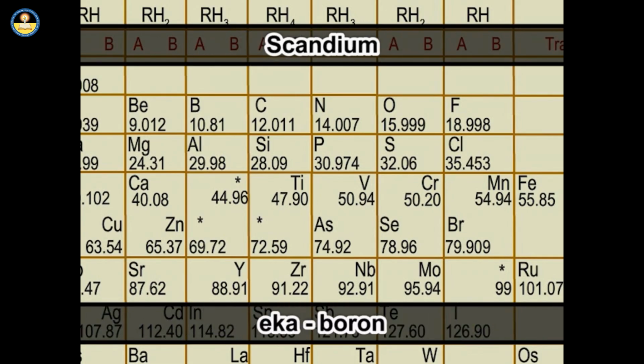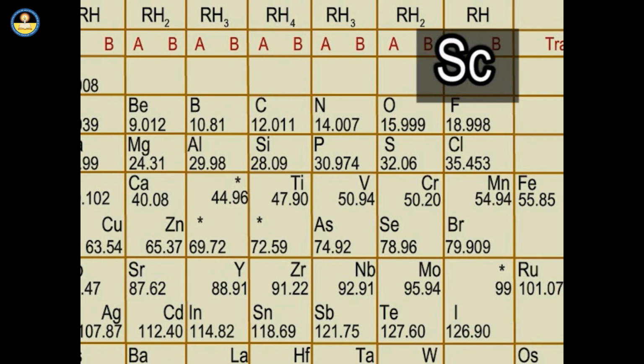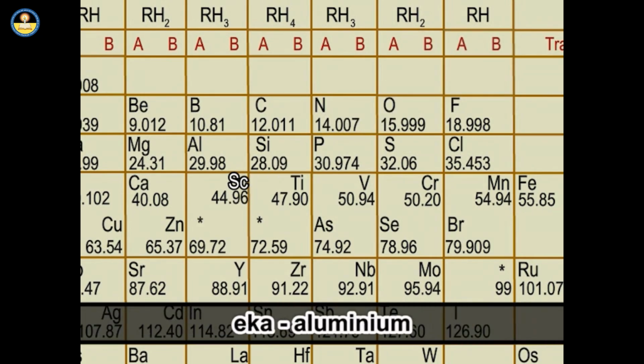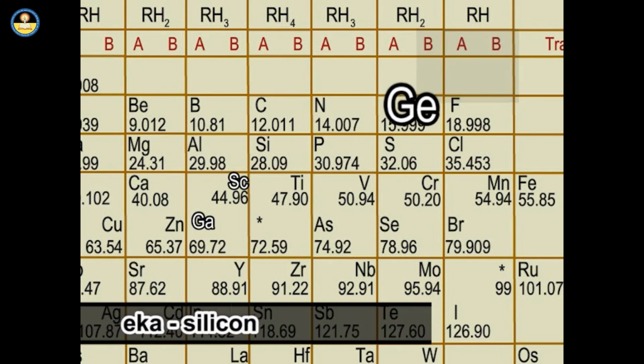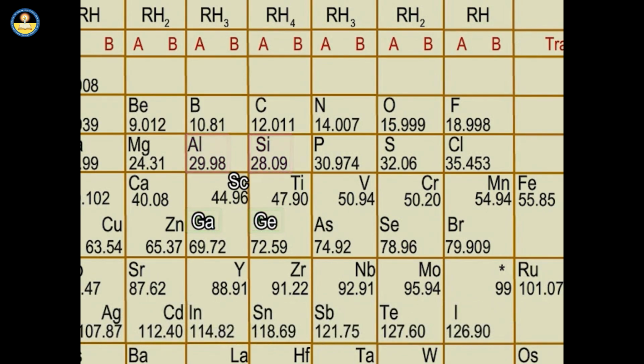Scandium was named Eka boron, which means that there was a gap left after boron in the periodic table. The properties of Eka boron were similar to those of boron. This helped a lot in the discovery of scandium. Similarly, gallium was named Eka aluminium and germanium Eka silicon. This means that these two elements fill the gaps after aluminium and silicon in their respective groups and had properties similar to these elements.